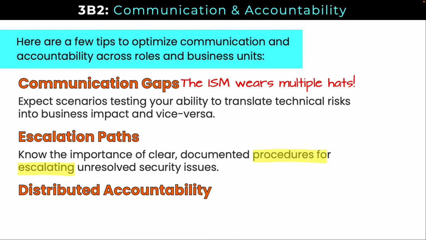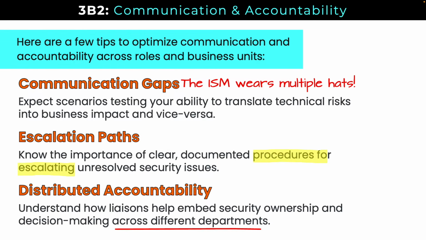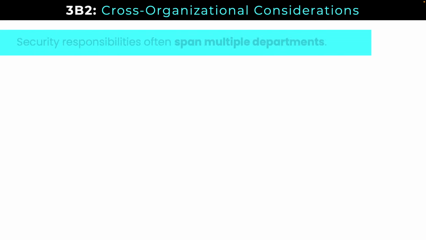And distributed accountability, so understanding how liaisons help embed security ownership and decision-making across different departments. So that's where something like a security steering committee can come into play, because we have representation from across the business units. So we understand the accountability firsthand, who the business process owner is versus the data owner versus the control owner, for example. And just as accountability spans multiple departments, security responsibilities often span multiple departments.